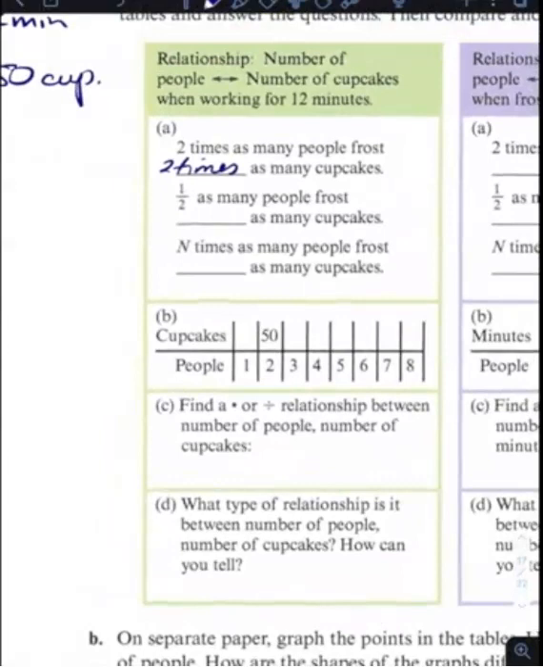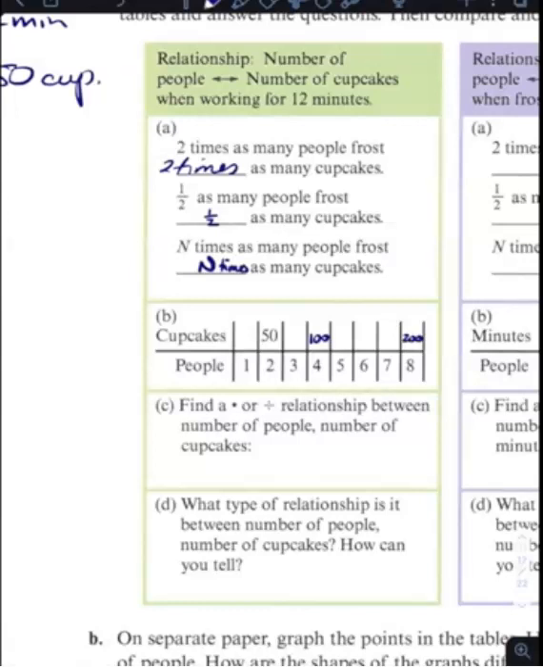What if you use half the number of people still working for 12 minutes? Wouldn't they make half as many cupcakes? If you have n times as many people making cupcakes, wouldn't they make n times as many cupcakes? So if 2 people make 50 cupcakes, then twice as many people, 4 people, would make 100 cupcakes. And 8 people would make 200 cupcakes.